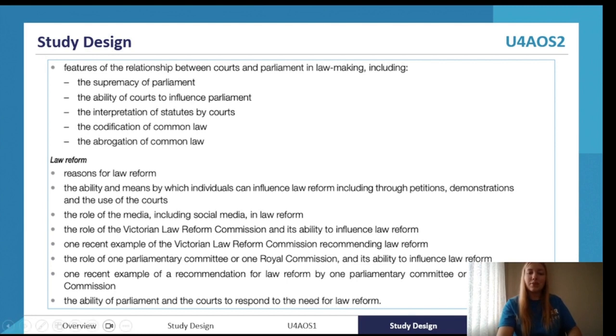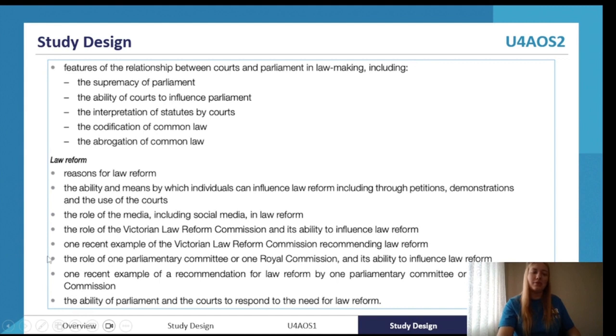So therefore, you will choose which roles you study, either the parliamentary committees or royal commissions, and you will have to give a recent example of a recommendation, either by a parliamentary committee or a royal commission. So again, you will choose. You will only study royal commissions or parliamentary committees and give a recent example for only one of them. So if you get a question on the exam, it will tell you that you can use parliamentary committees or royal commissions as examples, and you will focus on one.